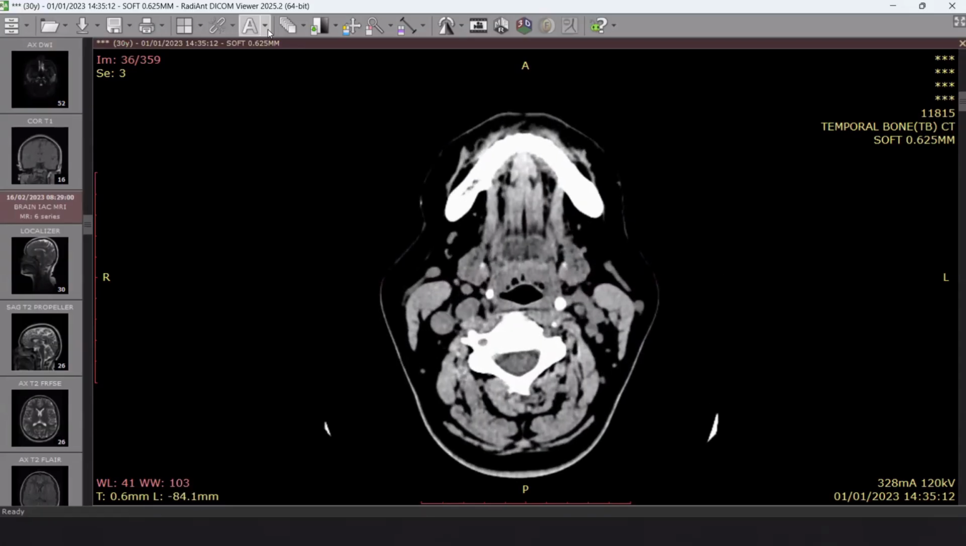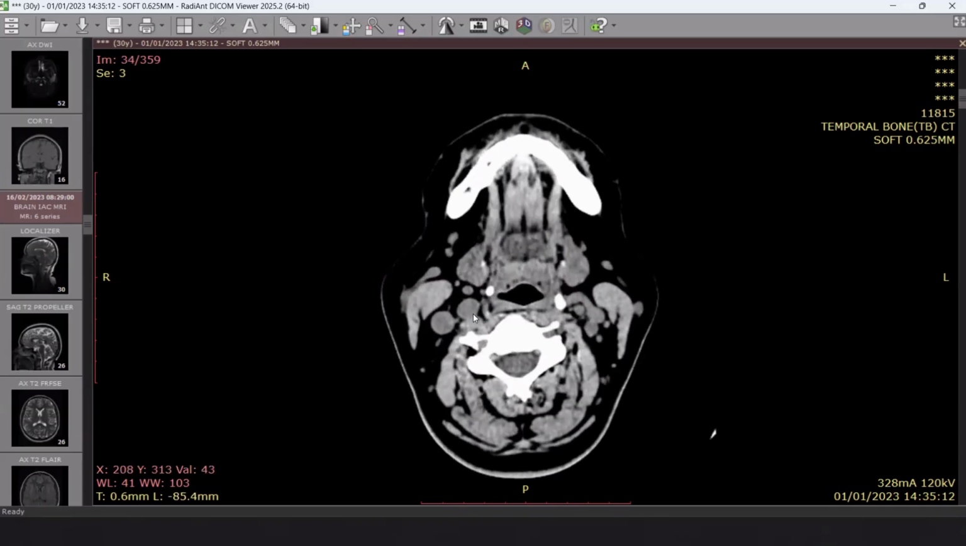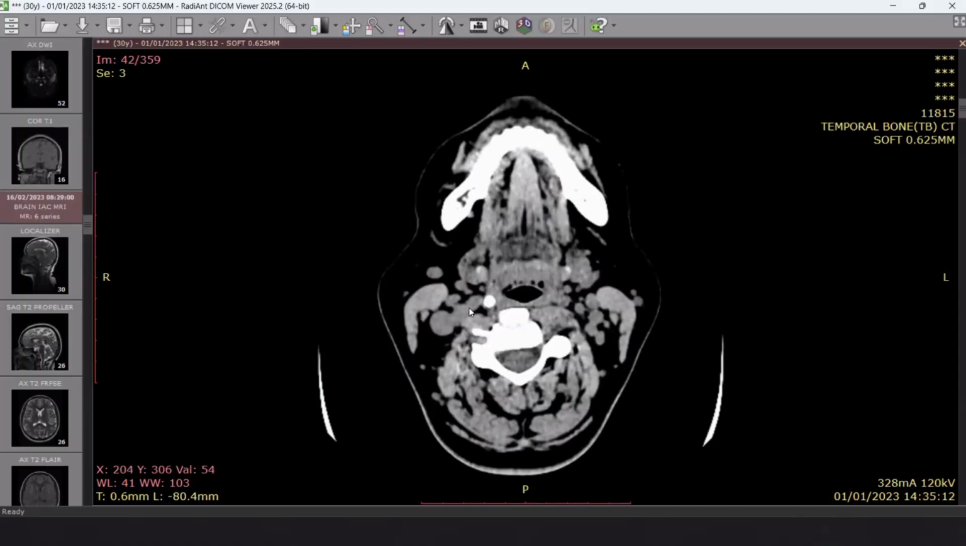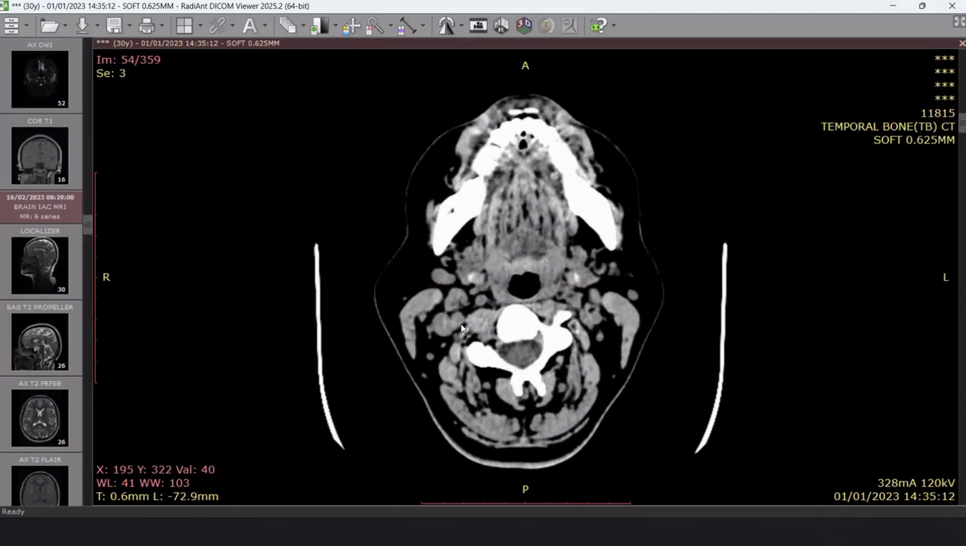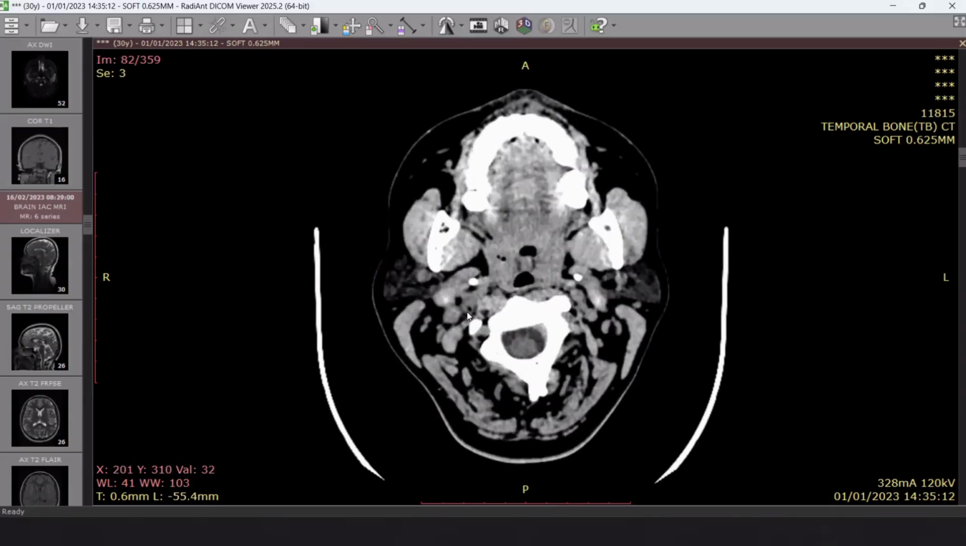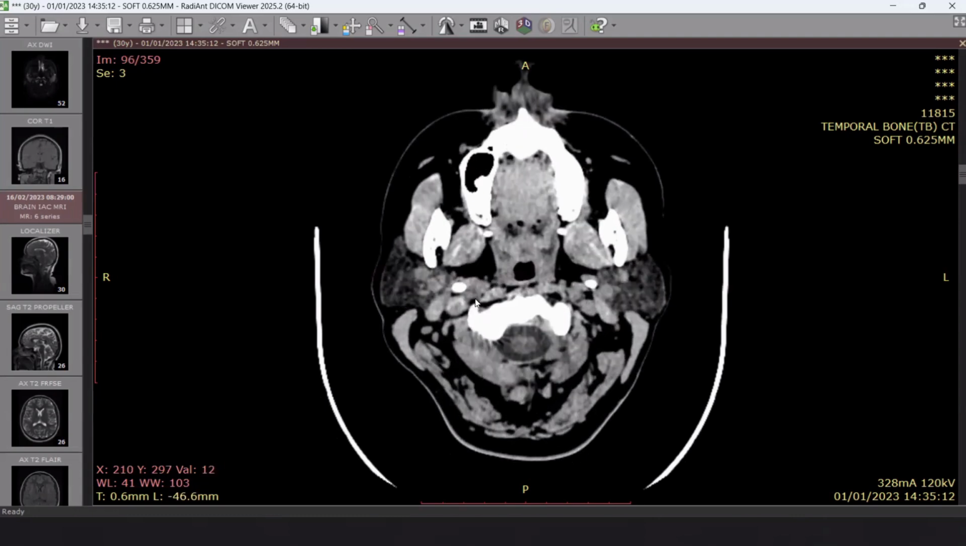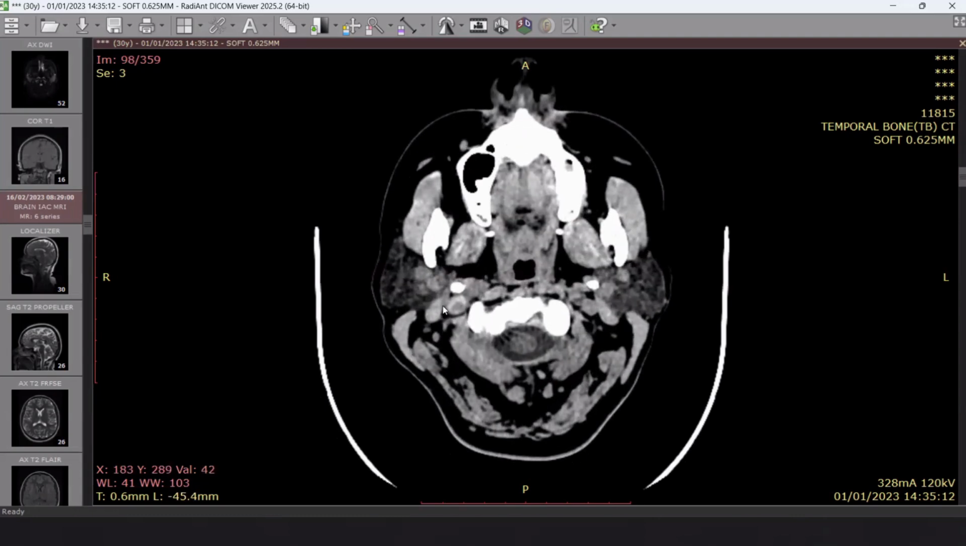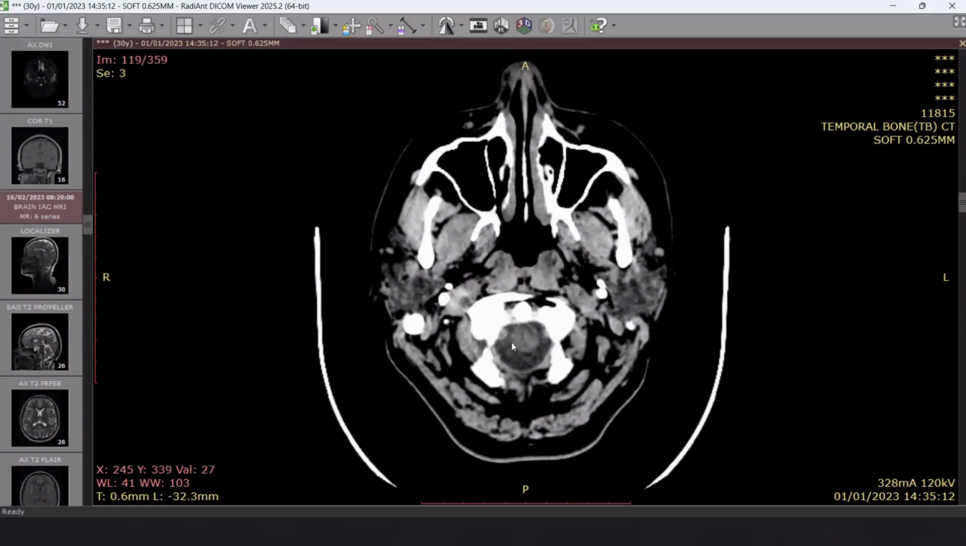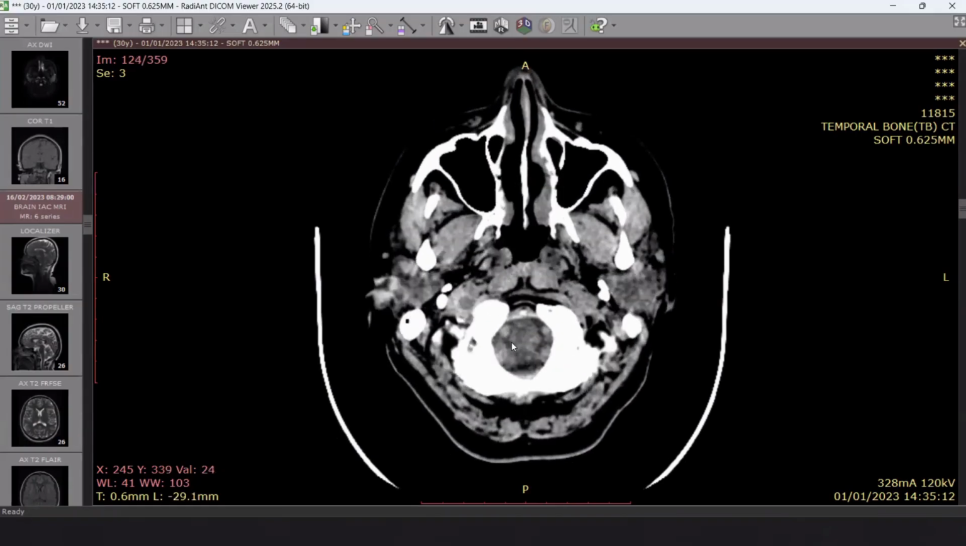Is it okay if you scroll? I will give up the remote. Sorry. Okay. This is the common carotid artery. And this is the bifurcation. This is the external and this is the internal carotid artery. And what is this? This is the internal jugular vein. Yes, this is the internal jugular vein, and this is the internal carotid artery.